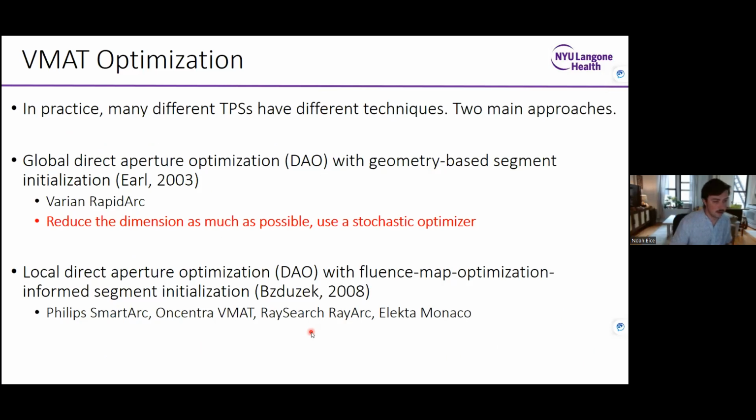So back to this slide, that's the basic summary of what's going on with the global DAO algorithm. The objective is to reduce the dimension of the search as much as possible, and then use a stochastic optimizer to navigate those increasing resolution search spaces. Now I just want to talk really quickly about the local DAO algorithm with fluence map optimization and informed segment initialization, which is used by all of these vendors.